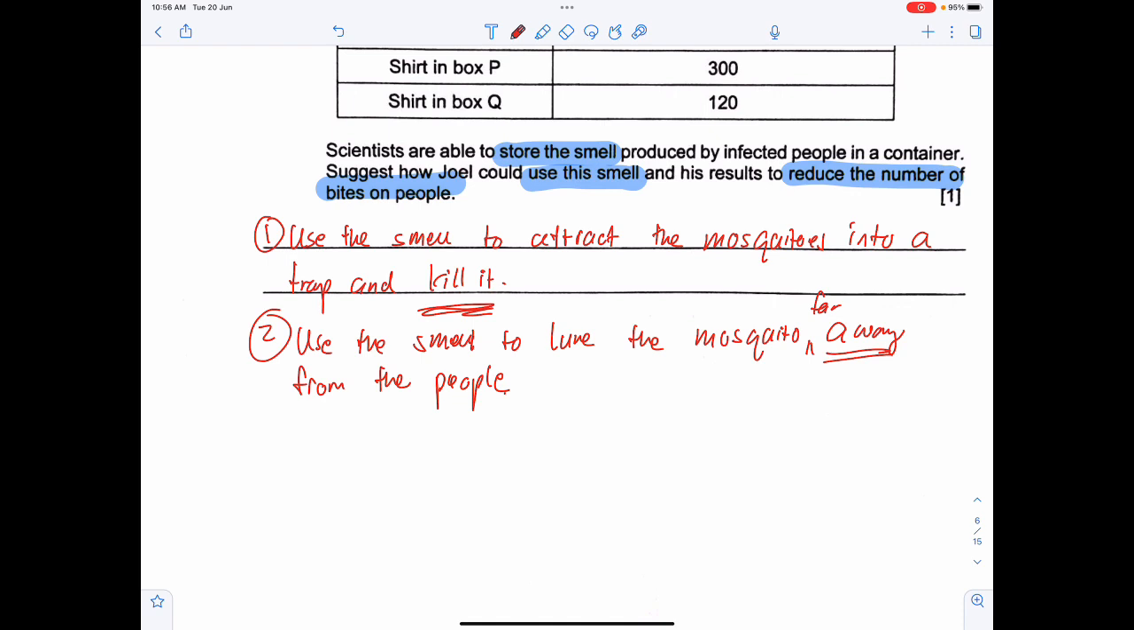Okay? So when you answer questions, think in totality. What is the point? The point of attracting the mosquito is to make sure that it goes away from the people, but you didn't state that. You just said, oh, attract mosquito towards the people. Is that what you meant? No, right? Okay?